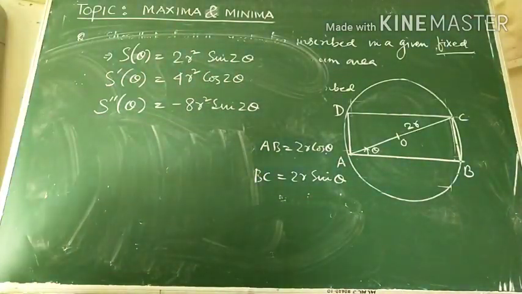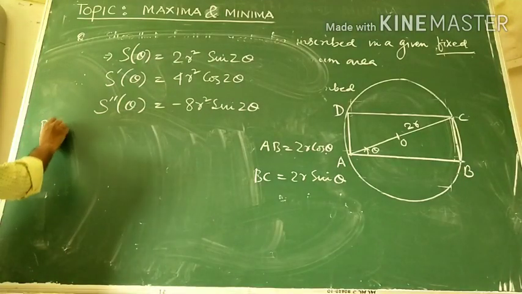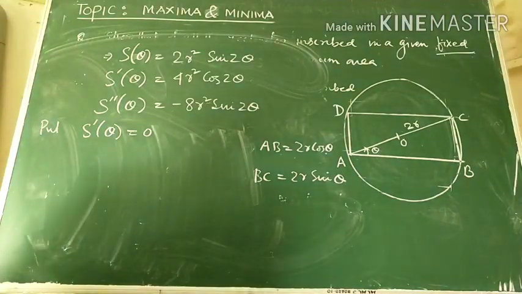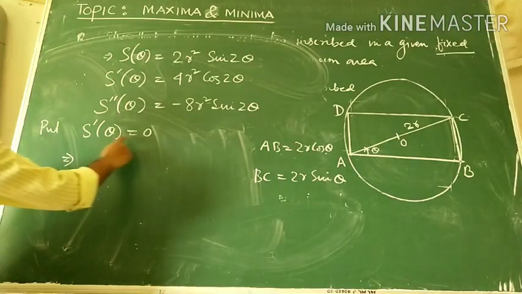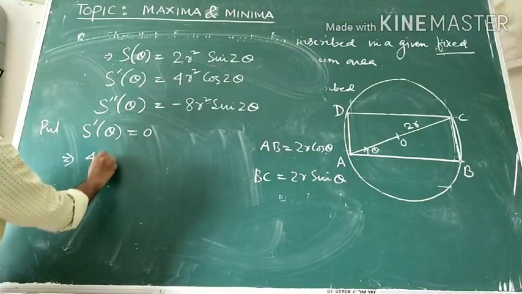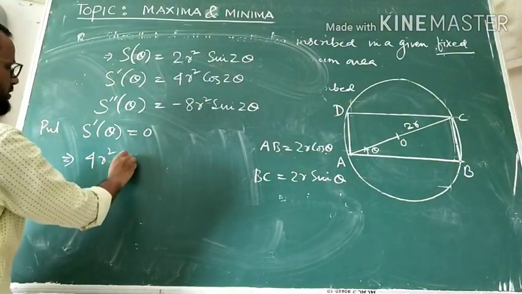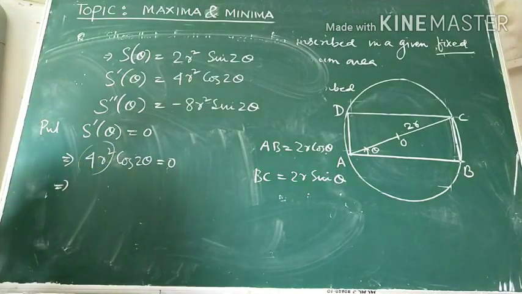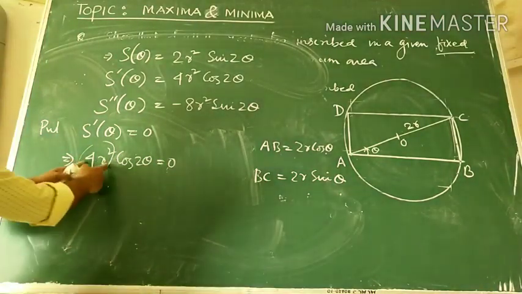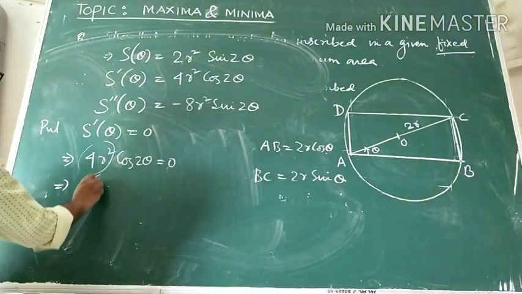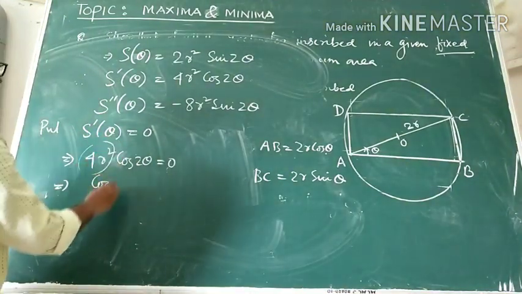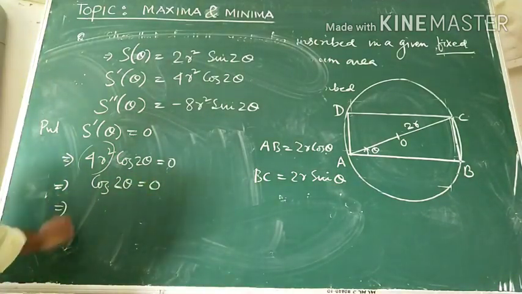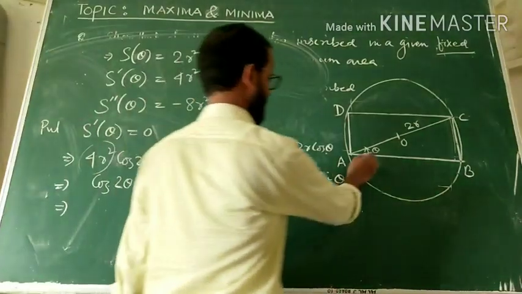Now put S dash theta equal to 0 to get the critical point. S dash theta equal to 0 implies 4r square cos 2 theta equal to 0. 4r square is a constant quantity and positive also. It will come down ultimately. It is a positive quantity. So ultimately cos 2 theta should be 0.